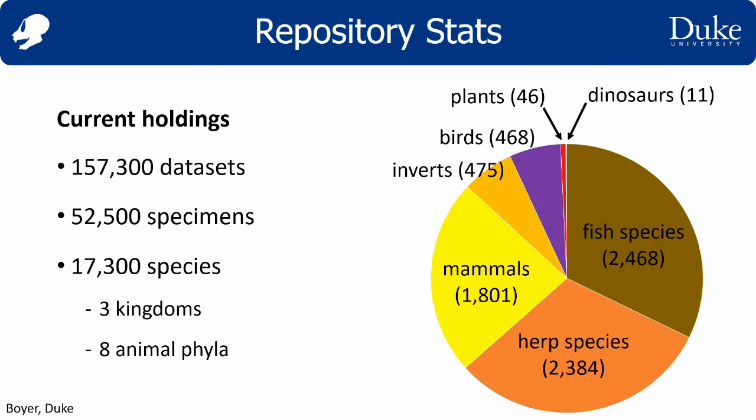So, more stats here. Some of these numbers you've seen before about the current holdings, but you can see the taxonomic breakdown in terms of vertebrates there. We're sort of equal parts mammals, herps, and fish, with little specklings of other things there. But some of these smaller represented taxonomic groups are actually areas of exciting growth. We have a lot of people starting to add plants and invertebrates in the last year or so.